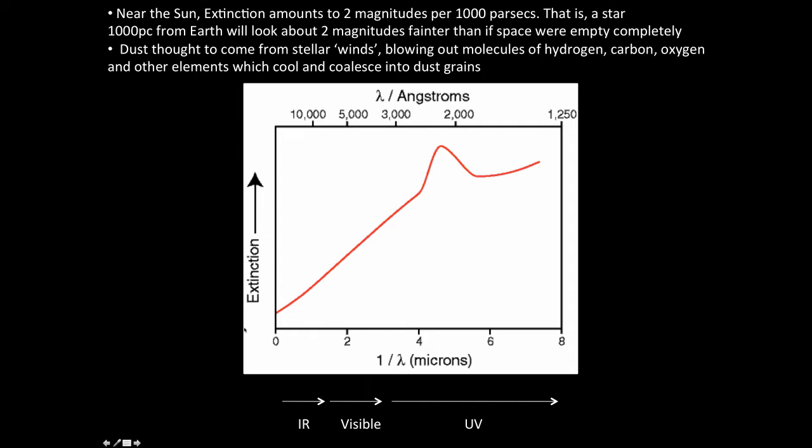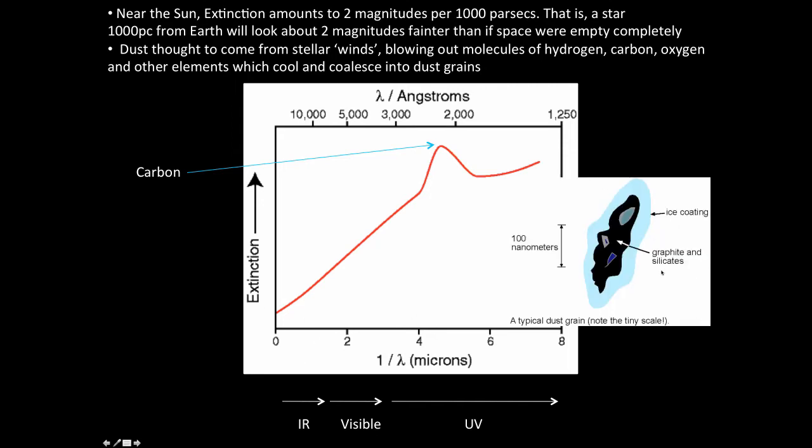If you plot the extinction, how well the dust scatters light away from our line of sight, versus wavelength, then as one moves to higher wavelengths, in other words bluer light, the extinction increases. Bluer light is scattered more efficiently than red light. And indeed, there's a hump in this extinction curve, and that hump is caused by grains of carbon in dust. Very efficient at scattering light in the near ultraviolet.